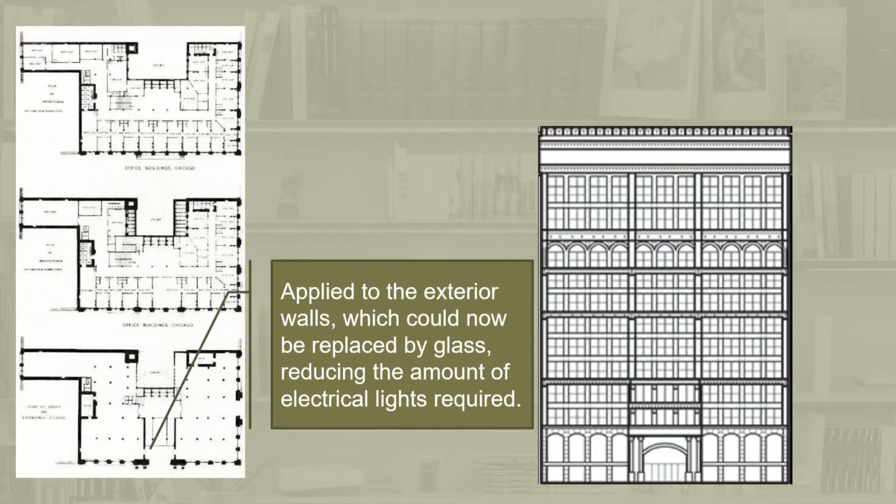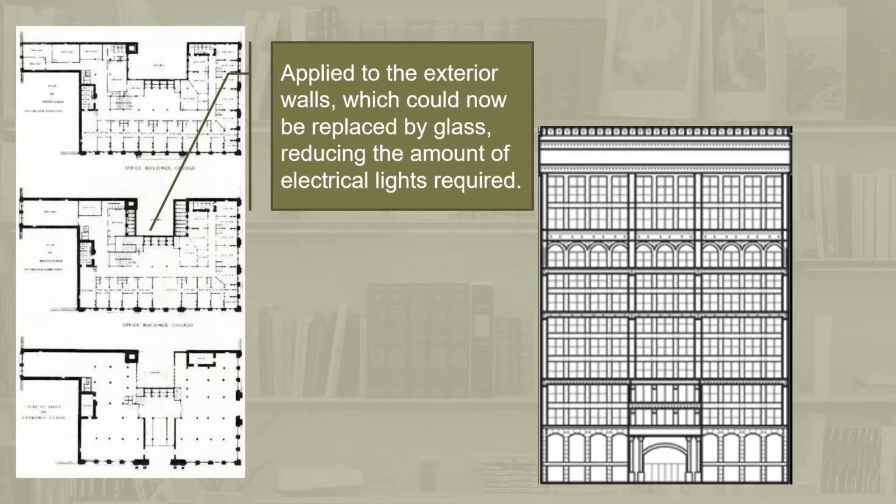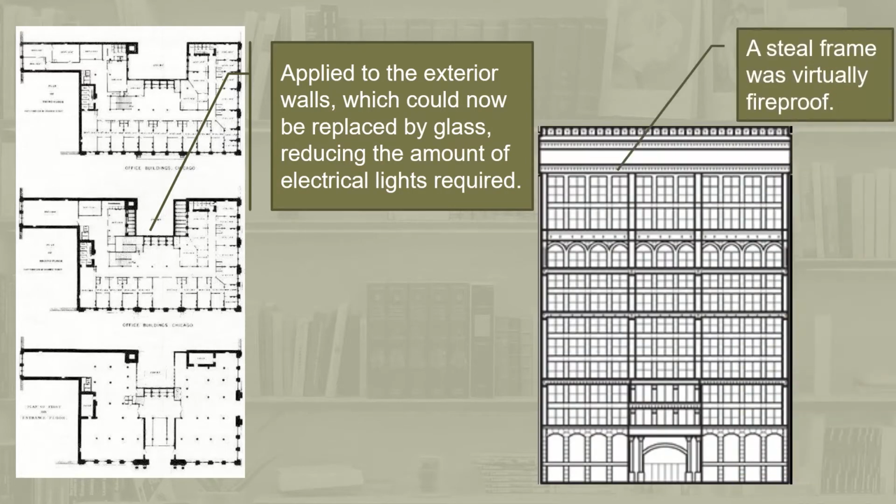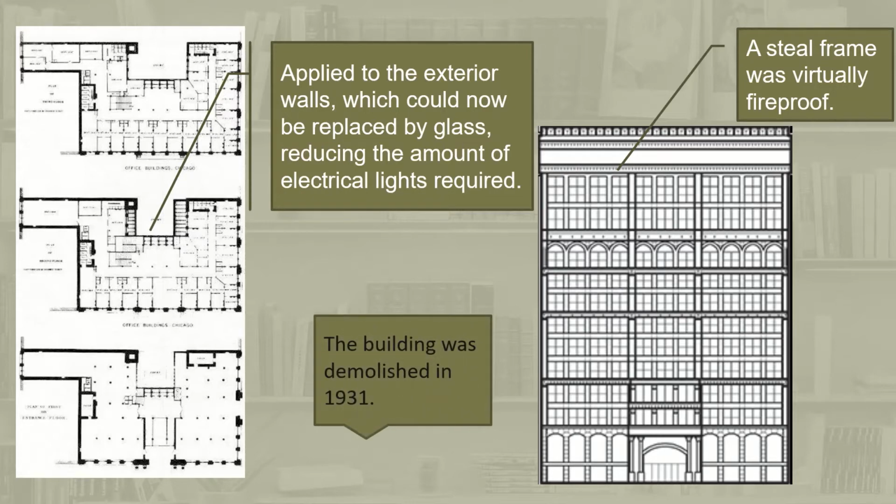The construction columns and beams applied to the exterior wall could be replaced by glass to reduce the amount of electrical lights. A steel frame was used for virtual fireproofing. The building was demolished in 1931.